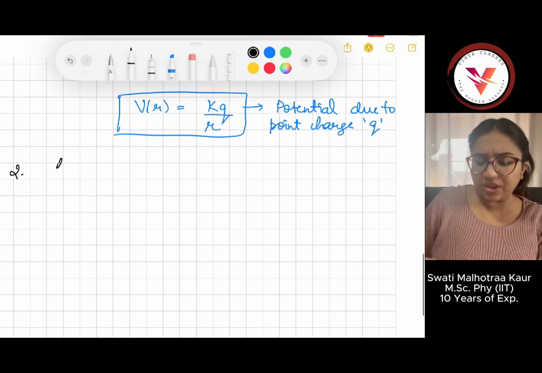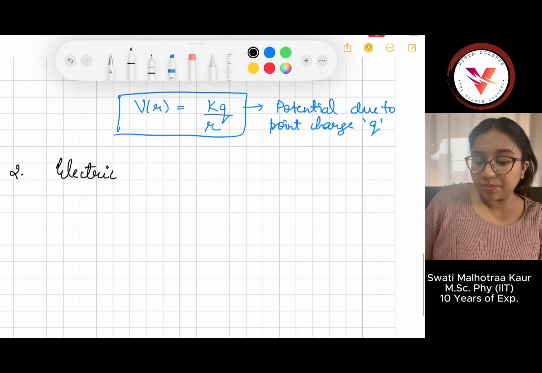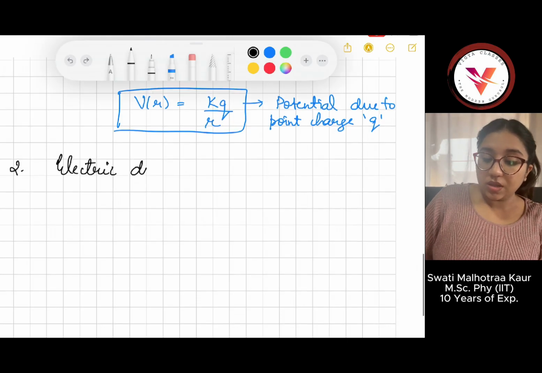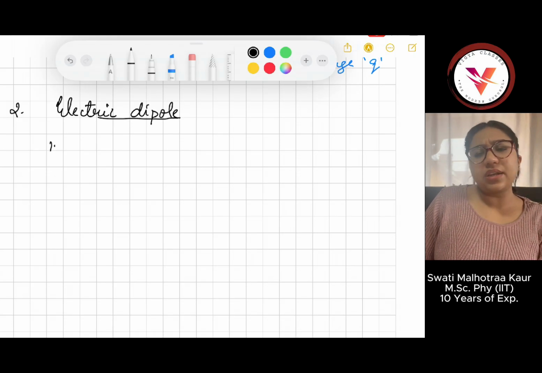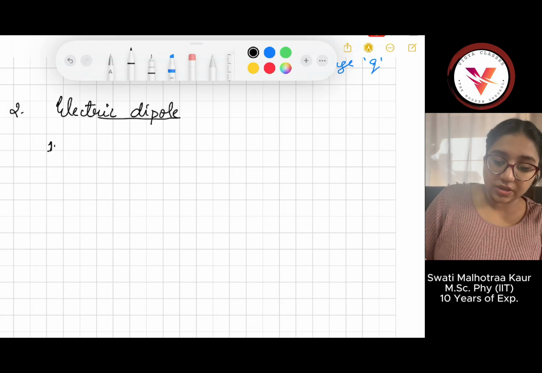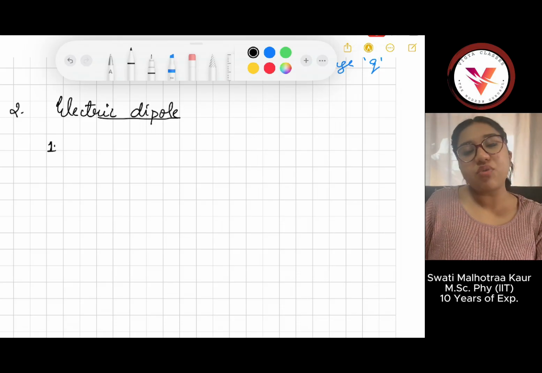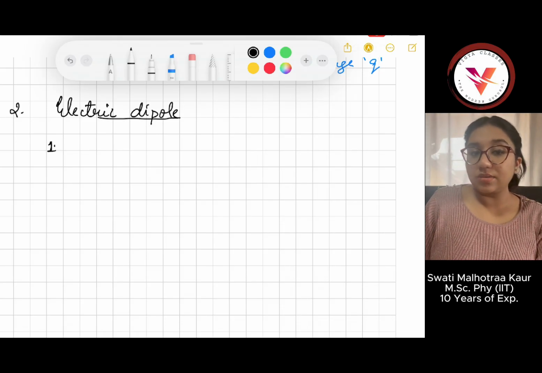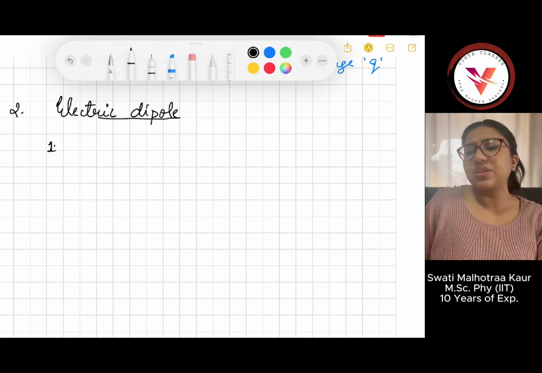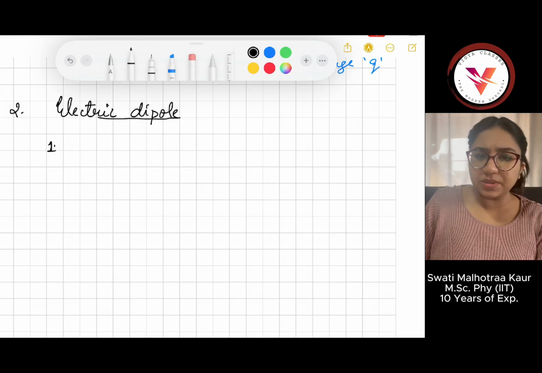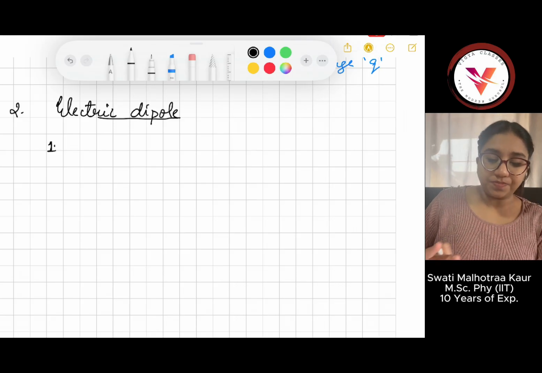Dipole is important everywhere. So for the electric dipole, I will explain how to calculate the electric potential at a general point r, and then we'll calculate at the axial and equatorial point, which is very easy to calculate. Since potential is a scalar quantity, it's far easier to calculate than the electric field, because there we have to consider the direction, but in potential there is no direction.